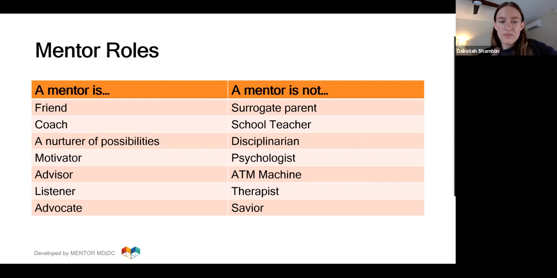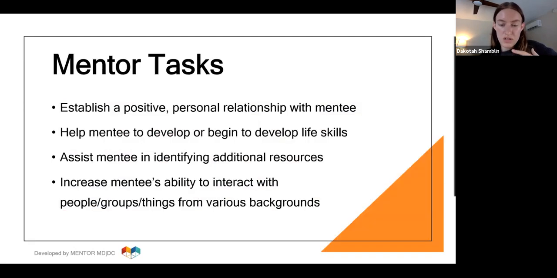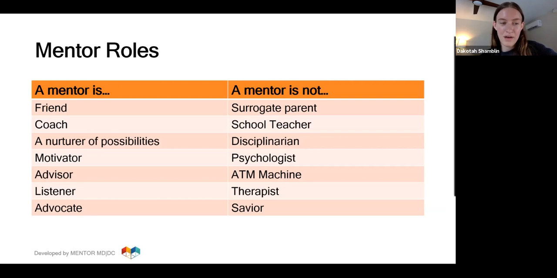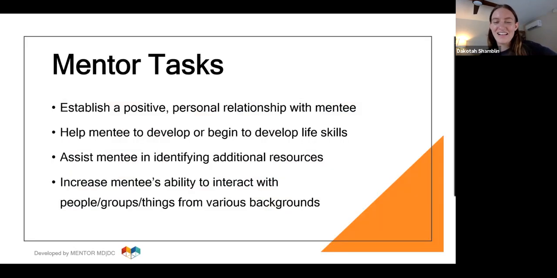But really, the top two things that mentees say they want out of a mentor are for a mentor to be authentic and non-judgmental, and a good listener as well, which we'll get into when we talk a little bit about empathy. But mentoring is all about relationships, and it takes time.